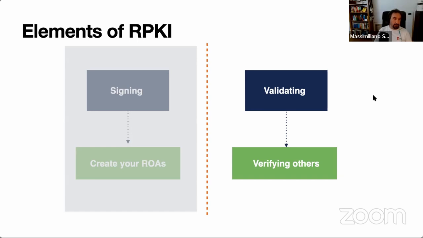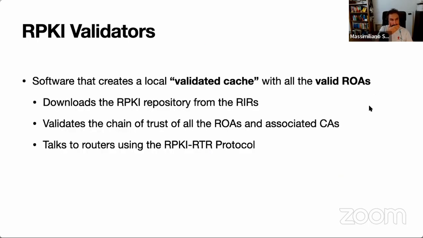Okay. So we've seen the signing part. You create your ROAs, you publish some information. Now there's the part where we look at how we validate that. For this, we have validators, which is software that creates a local validated cache with all the valid ROAs. It does so by downloading the repositories from the RIRs, verifying the chain of trust, and then talking to the routers using a specific protocol that's called RPKI RTR.